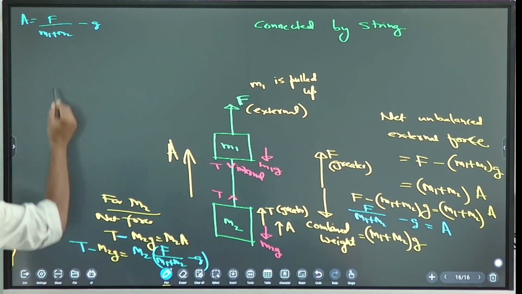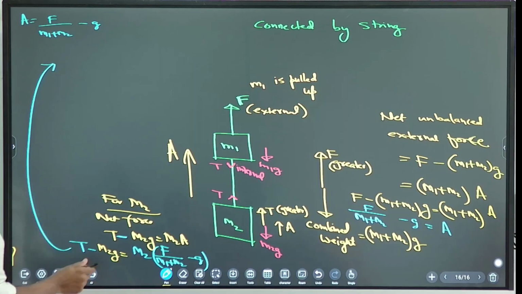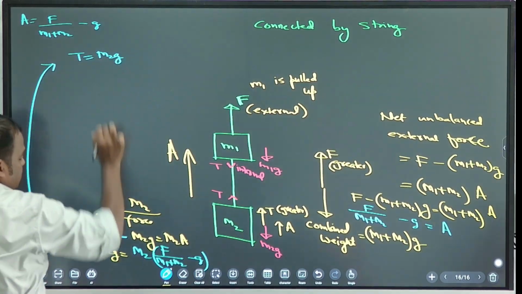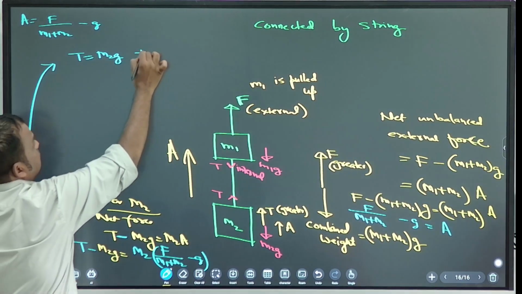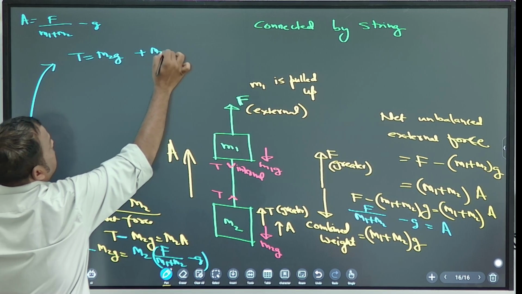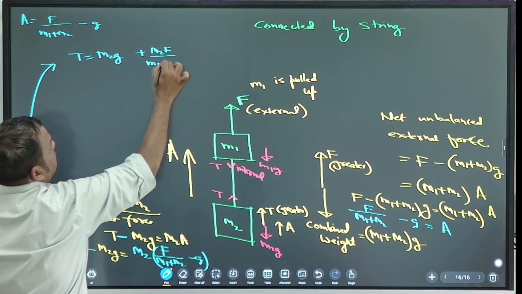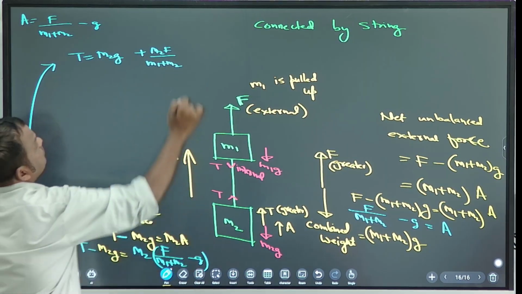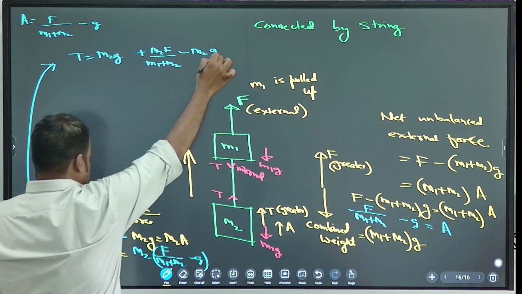So I'm doing here. So T, take m2g to the right side. So T is equal to m2g plus m2F by (m1 plus m2) minus m2g.